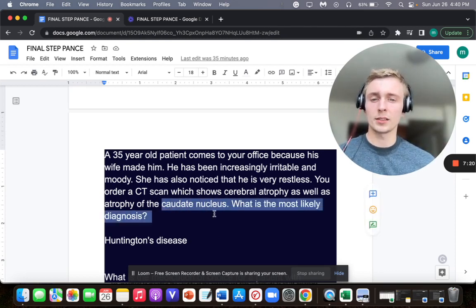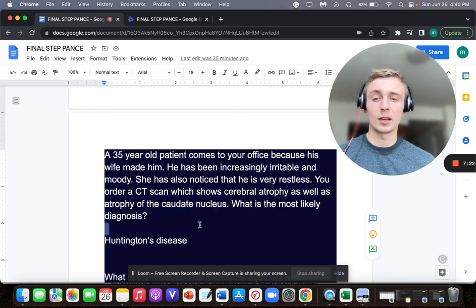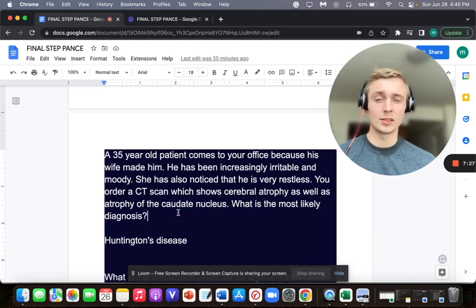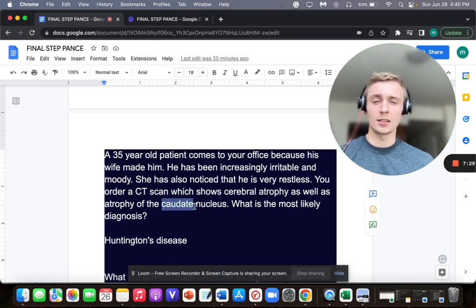So caudate nucleus in Huntington's disease, and like we said, decreased substance P, as well as decreased GABA in the caudate nucleus. And we're also seeing atrophy here, cerebral atrophy. Very restless, so that kind of signifies the chorea of Huntington's disease, those abnormal movements. And he's also 35 years old. So a lot of indications here for Huntington's disease.